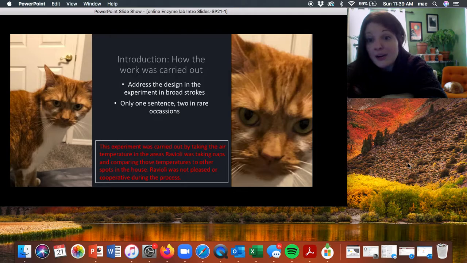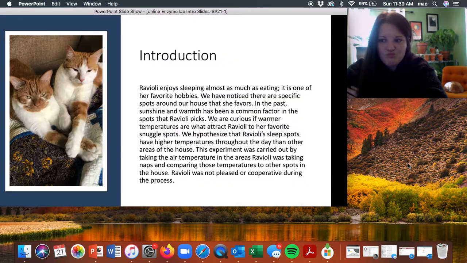So in our experiment, we're going to give a general statement that says this experiment was carried out by taking the air temperature in the areas Ravioli was taking naps and comparing those temperatures to other spots in the house. Ravioli was not pleased or cooperative during the process, hence the grumpy pictures. All right, so then we have an introduction complete.